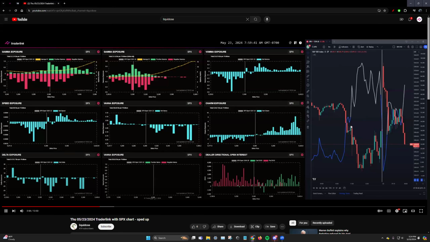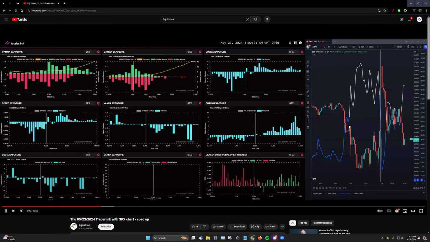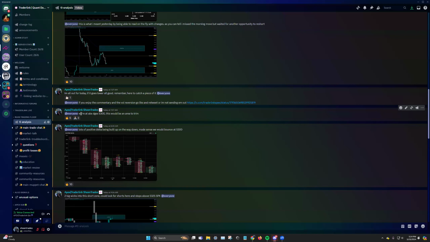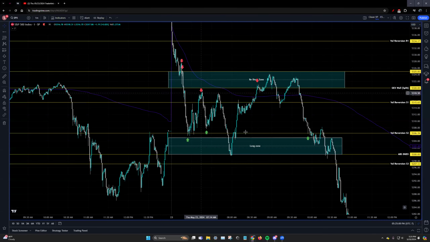But yeah, usually these first taps you don't break right through. Think about it like this: it's the first time you tapped 5,300 on the day. I'm sure there are resting orders at that price. I even said right here, we're at ABS DGEX 5,300. This would be an area to trim at 757, literally on that initial tap.